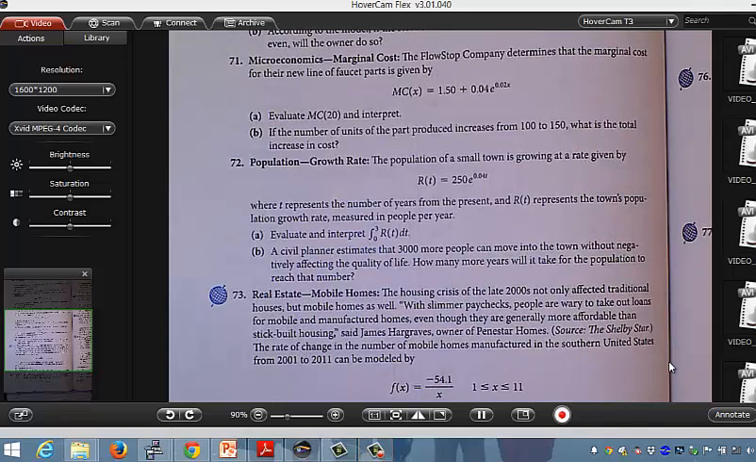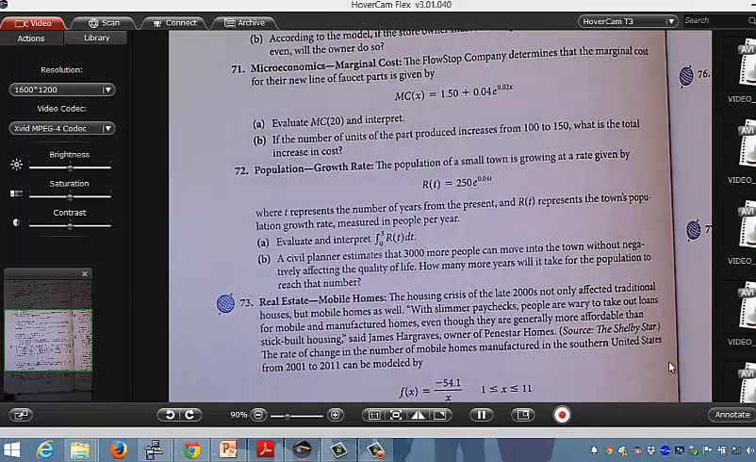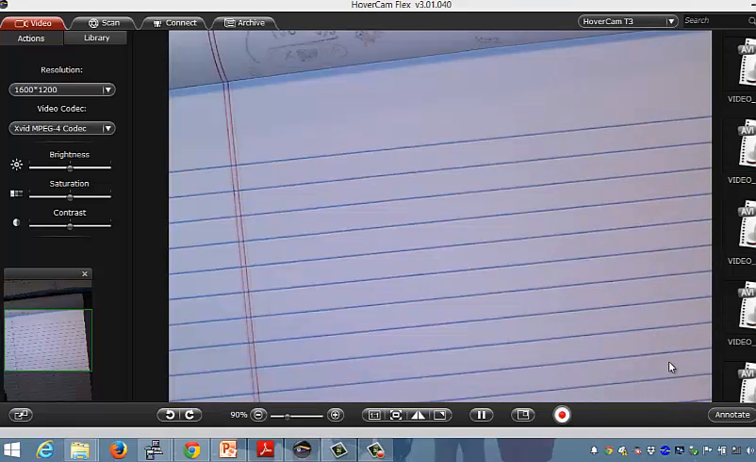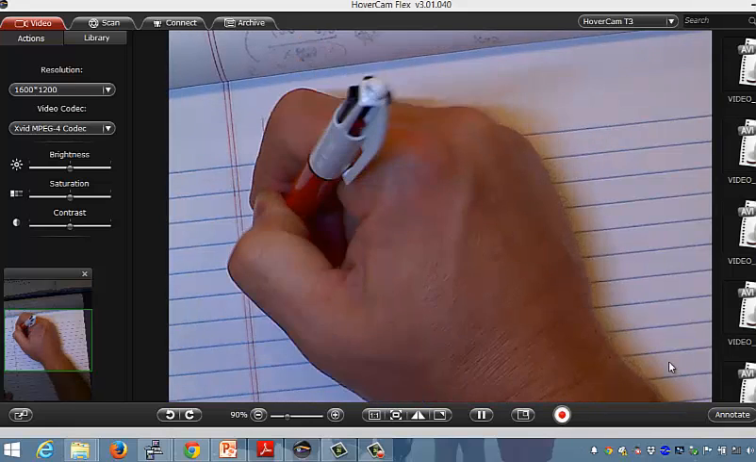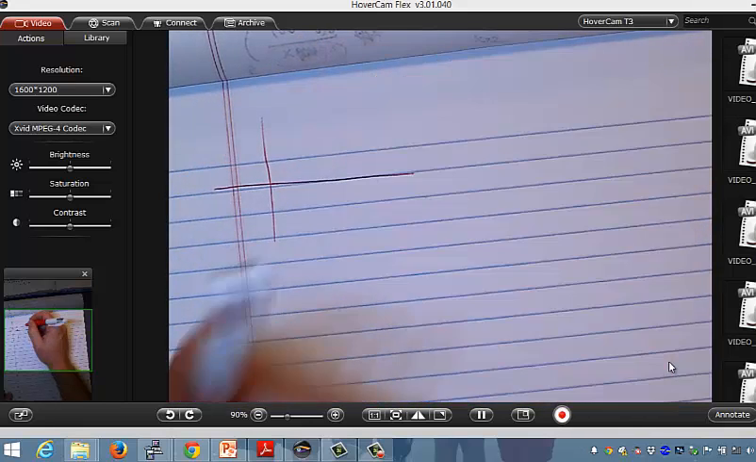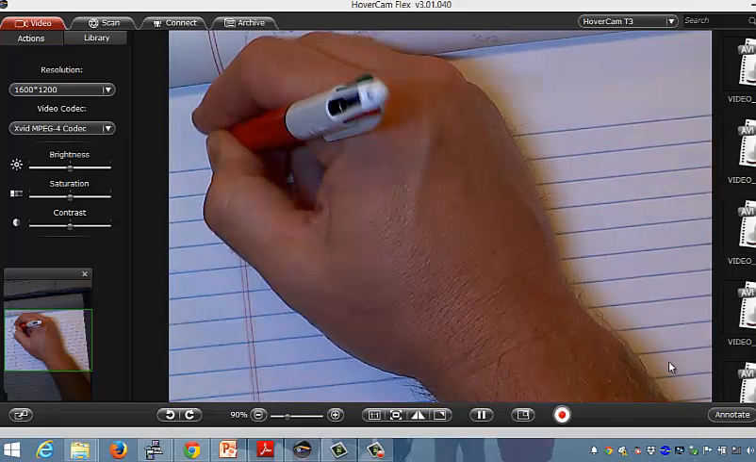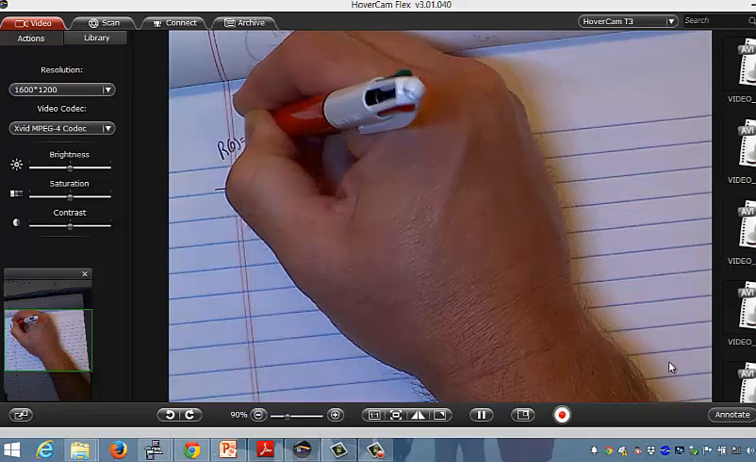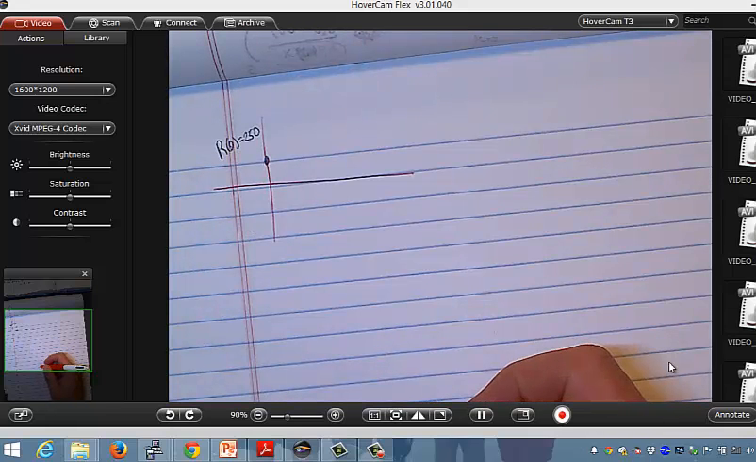So, for chapter 6, section 5, here's our first problem we looked at, this growth rate problem. Give me the growth rate R of t. It says evaluate and interpret this integral. You drew a little picture, or on your calculator, but if I just quickly sketch the graph, it looks something like this. I know that R of 0 is 250. What does that mean? How do you interpret that?